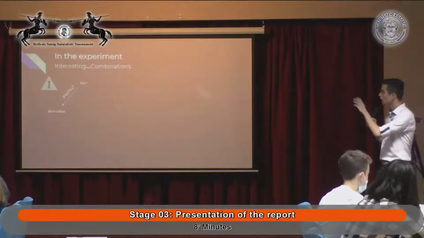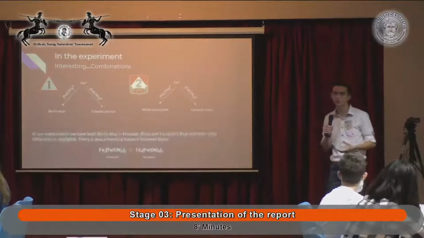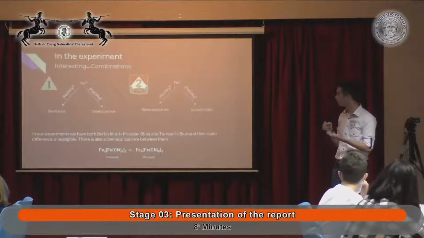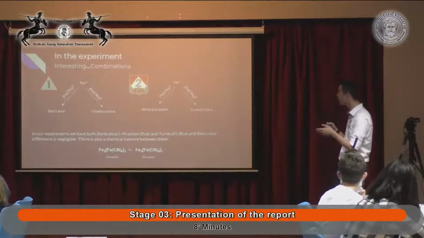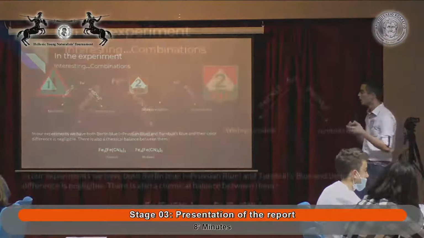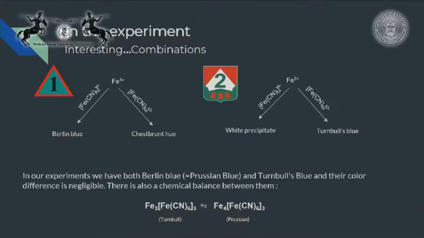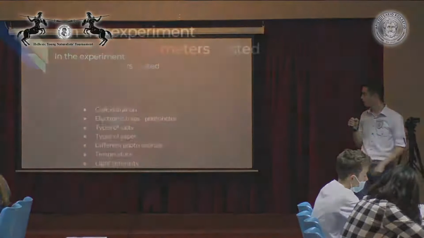So in the experiment we have some interesting combinations. For the first one, we are only interested in the formation of Berlin blue, while for the second one, we are interested in the formation of the Turnbull's blue. In my experiment, we have both, and there is also a chemical balance between them. Those are the parameters which I tested.